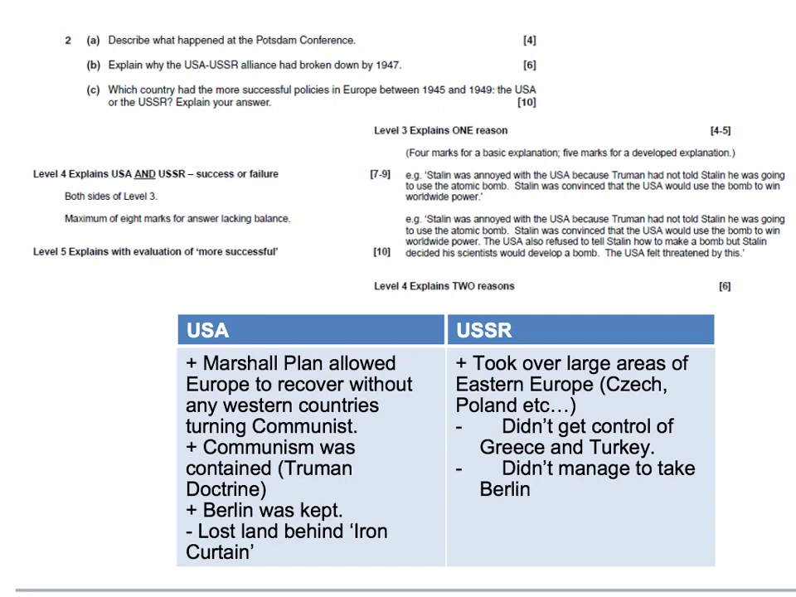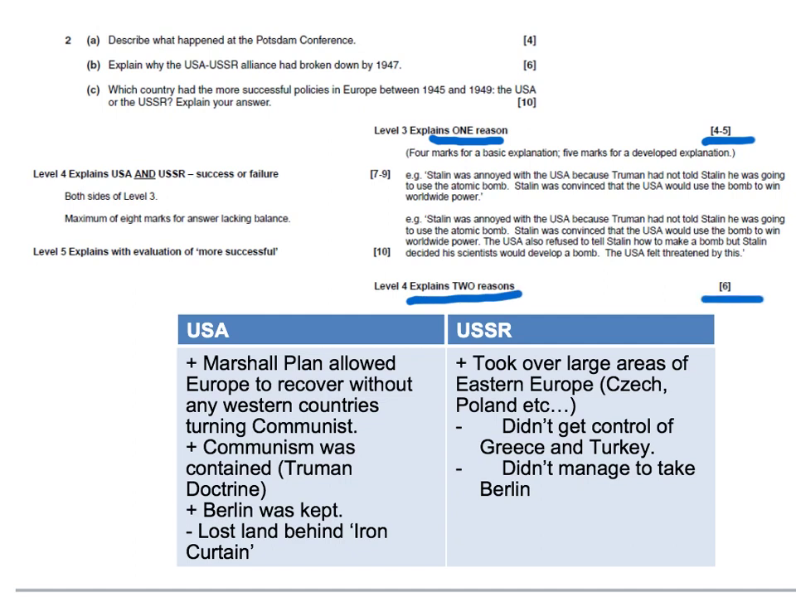B, explain why the USA and USSR alliance had broken down by 1947. Now, this is an alliance that obviously had fought from 1941 to 1945 together during the Second World War. All right. Now then, I've got a couple of examples here from the mark scheme. Explain 1 reason, 4 to 5 marks, explains 2 reasons, 6 marks, okay?